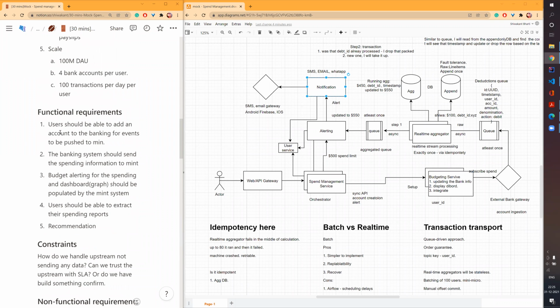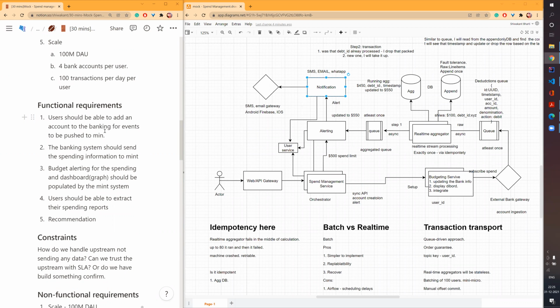So the very first thing is you should be able to add account to the banking for events to push the event with Mint. So here this is basically my actor. This is the API gateway. So here it will hit the spend management service, and from here it will go all the way to budgeting service, and from there I can just subscribe to certain events.